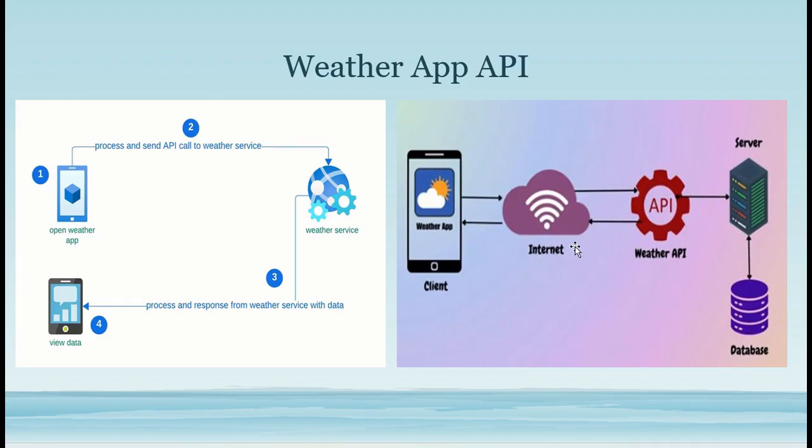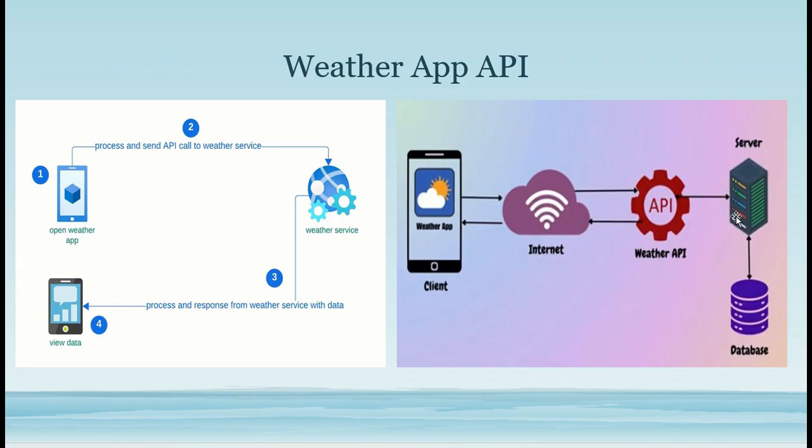The internet acts like a road and carries the request to the API. After that, in step 3 we have the API, the middle layer. The request reaches the API, and the API acts like a messenger here. It understands the request and forwards it to the server. It passes the message to the server.